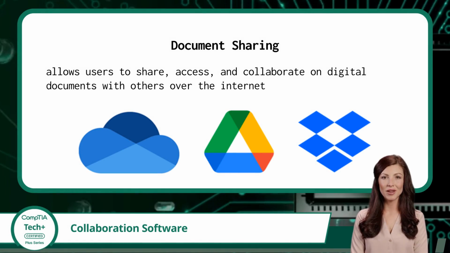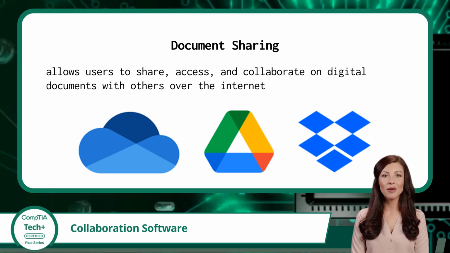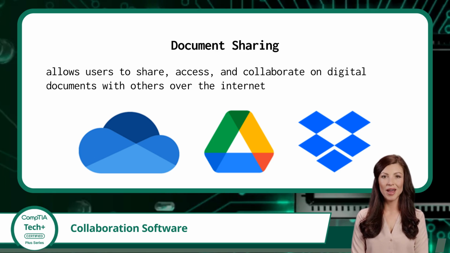And the last collaboration software type we will cover is document sharing software. Document sharing software allows users to share, access, and collaborate on digital documents with others over the internet. It enables individuals to upload, store, and distribute various types of files, such as text documents, spreadsheets, presentations, and multimedia files. Document sharing software promotes efficient collaboration by providing secure and easy access to shared documents, allowing multiple users to view, edit, and comment on the same files simultaneously. Three popular examples of document sharing software would include Microsoft OneDrive, Google Drive, and Dropbox.